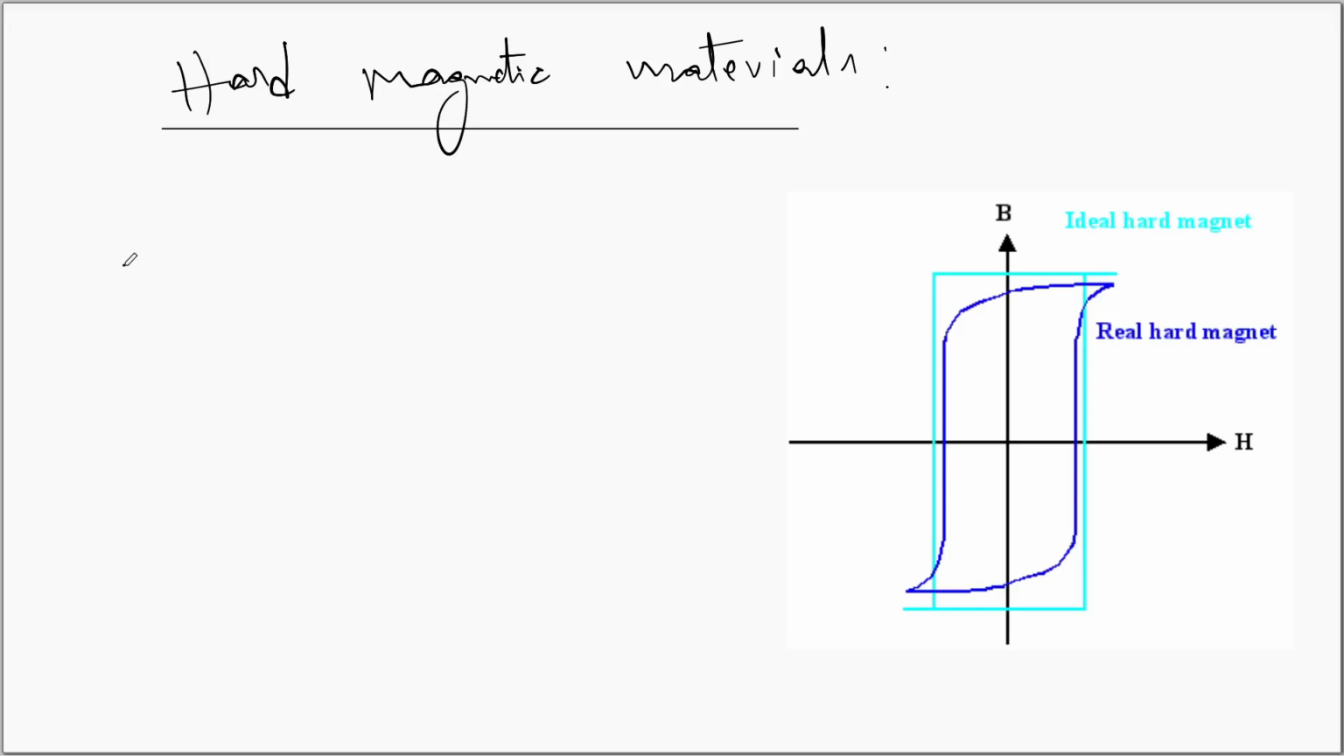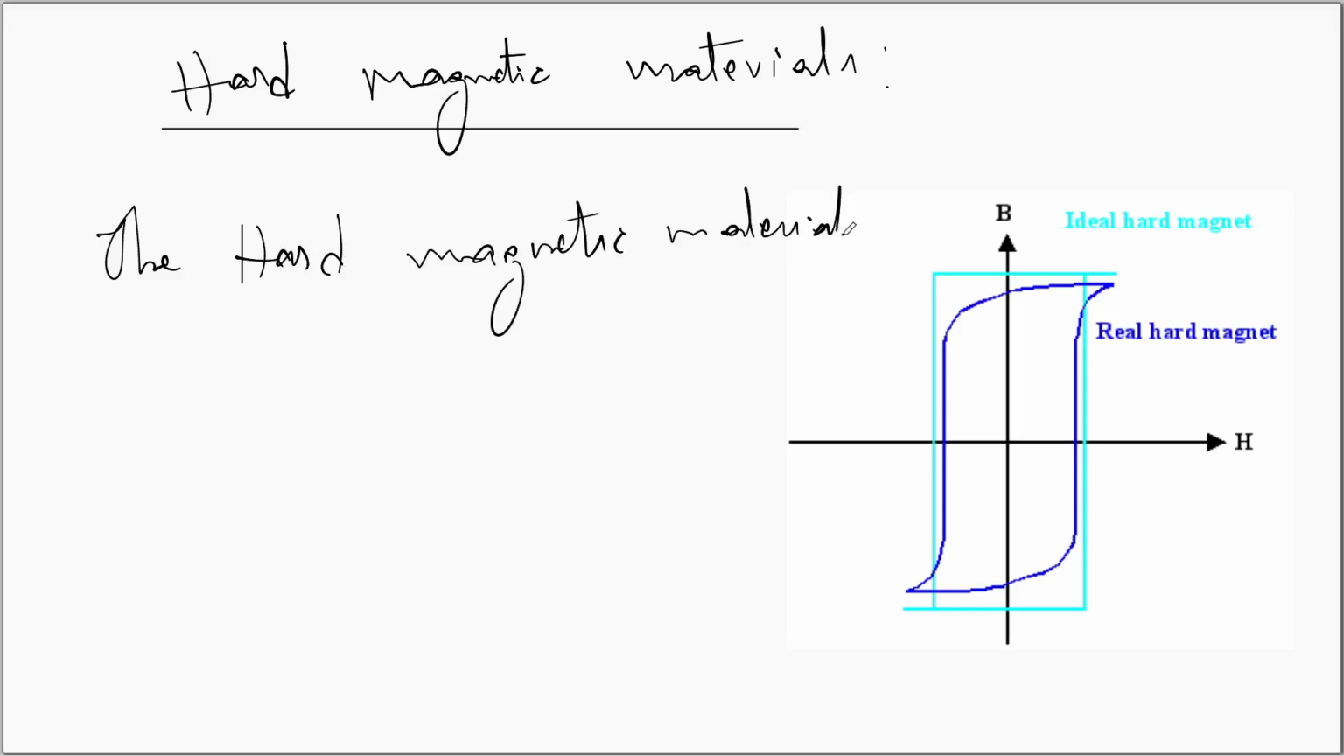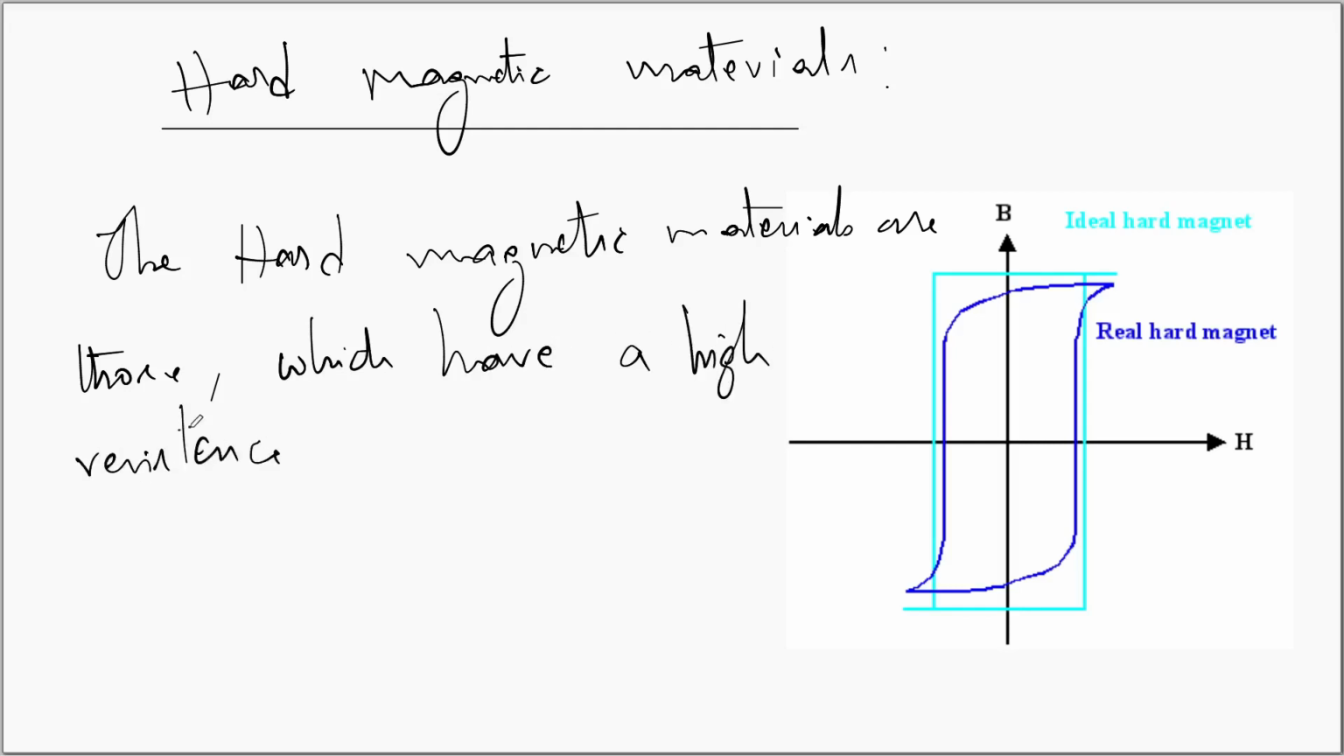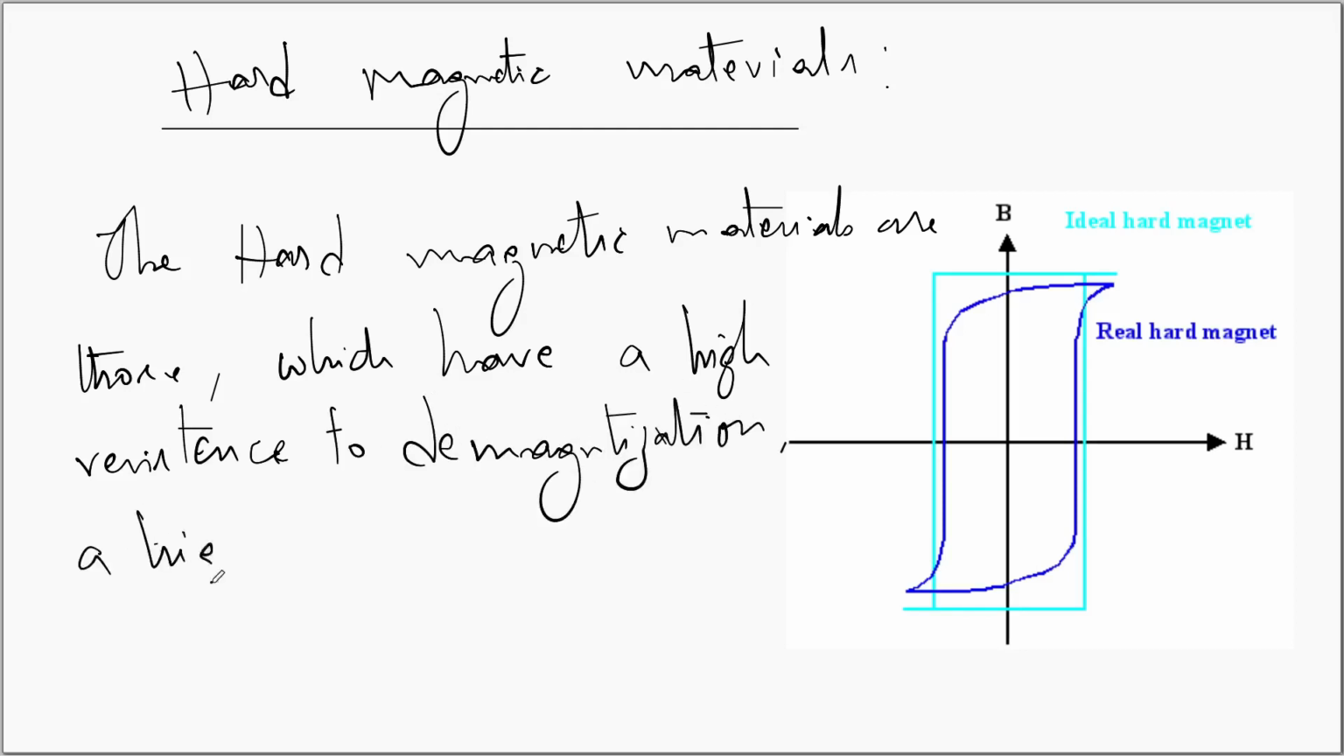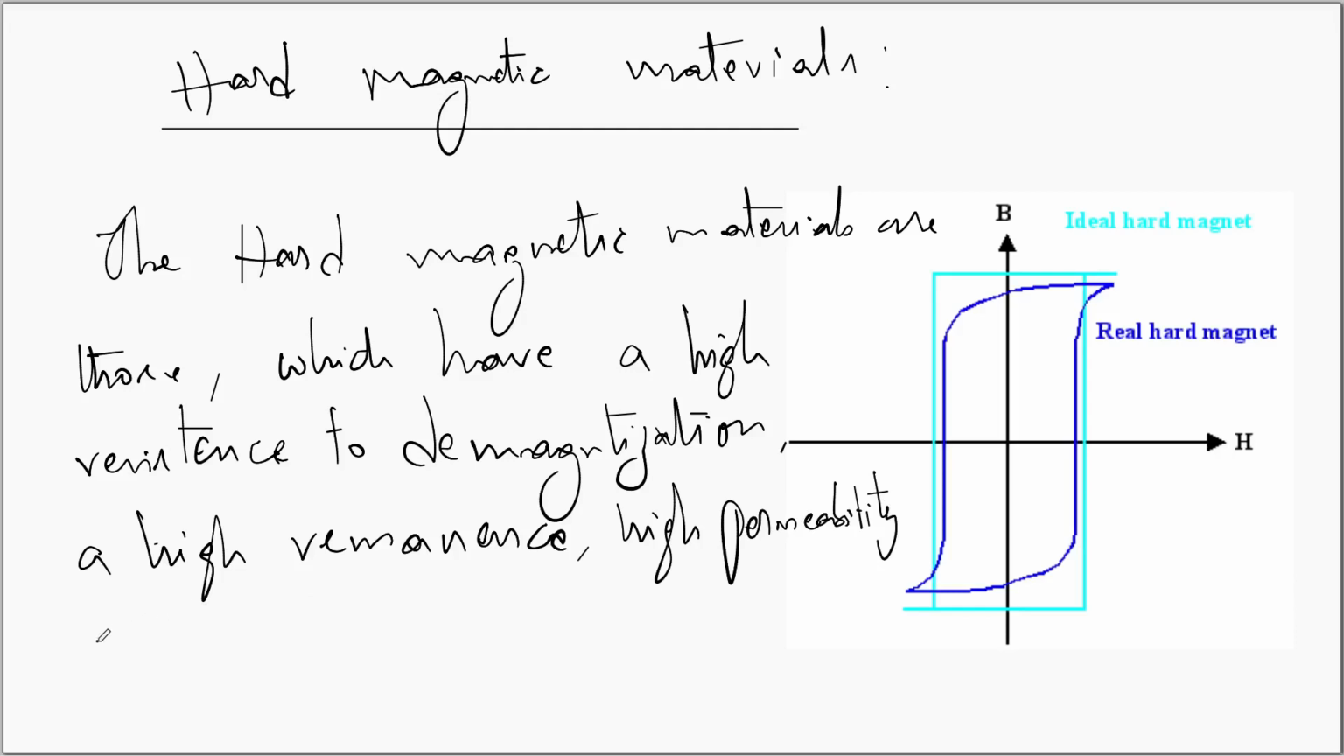The hard magnetic materials are those which have a high resistance to demagnetization, a high remanence, high permeability, a high coercive field, and a large area under the hysteresis loop.